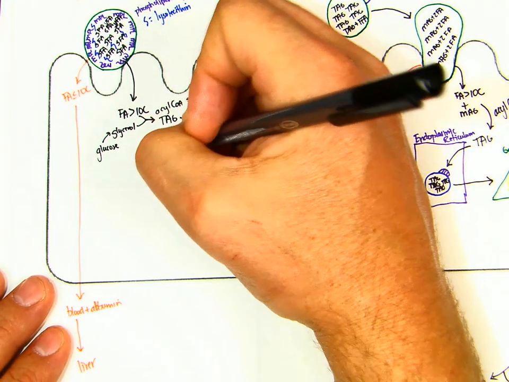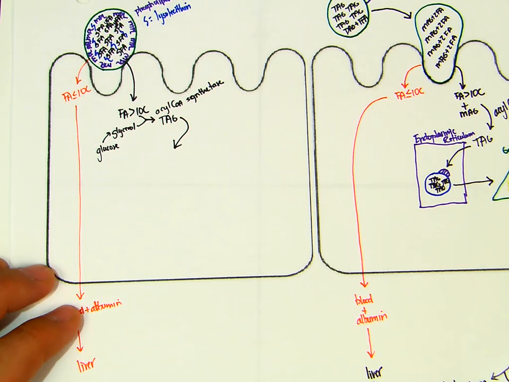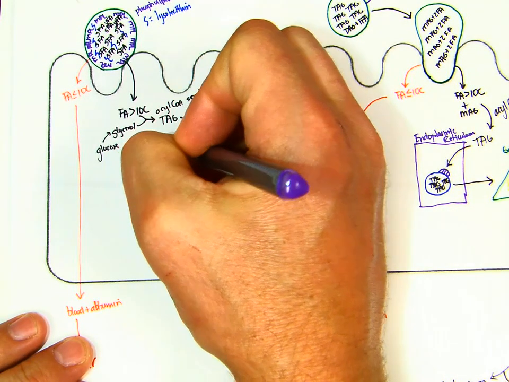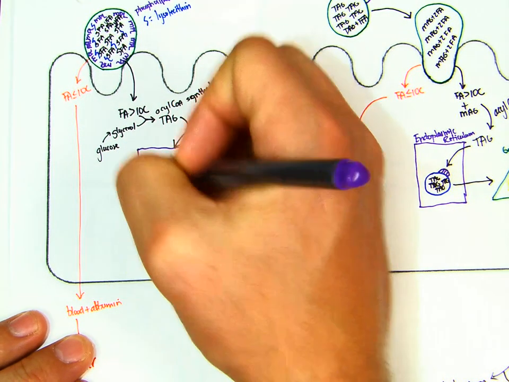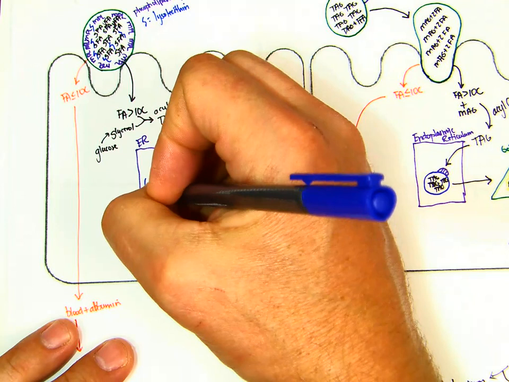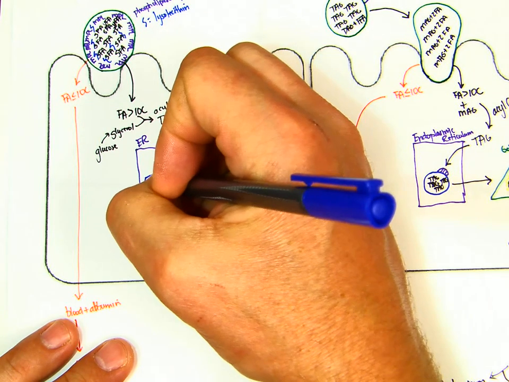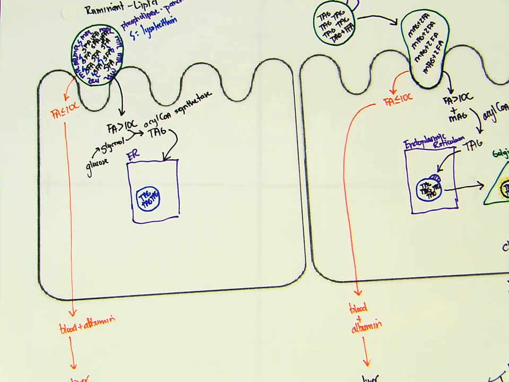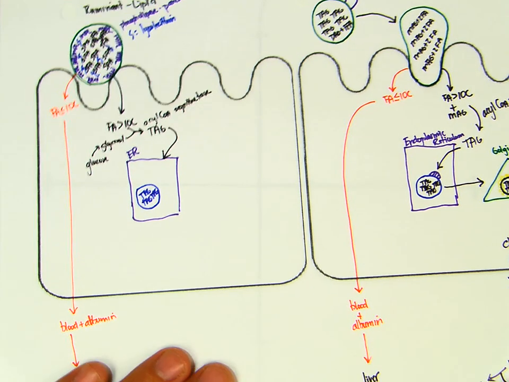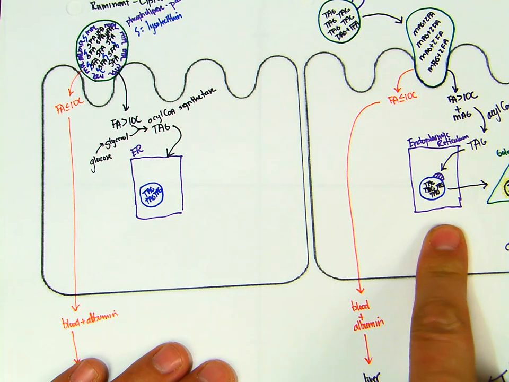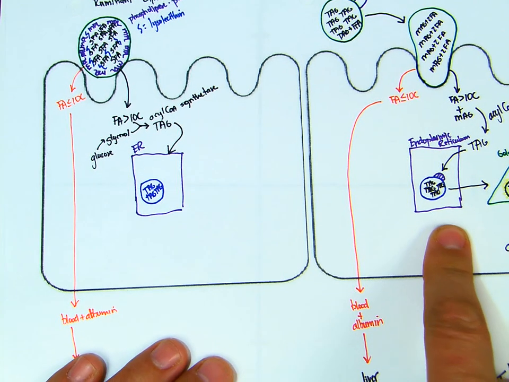Okay, and then this TAG goes to the ER, the endoplasmic reticulum. I'm just going to write ER because I'm lazy. And we have TAG accumulating in here. Okay, and this TAG would primarily be saturated fatty acids. That would be a big difference between these two, is saturated fatty acids, a mixture of saturated fatty acids and unsaturated fatty acids.